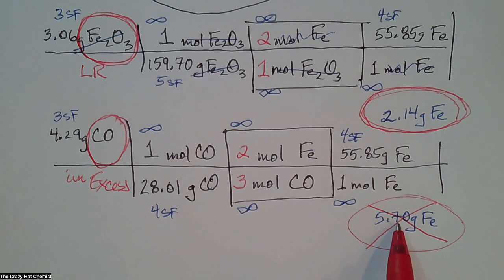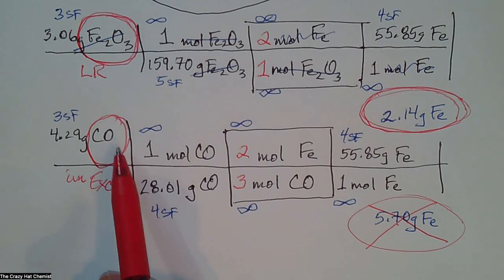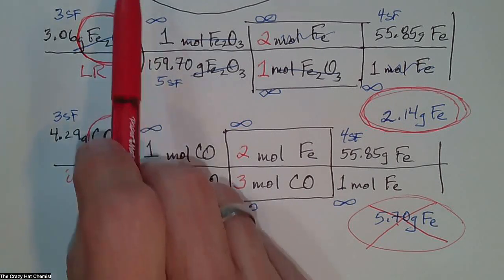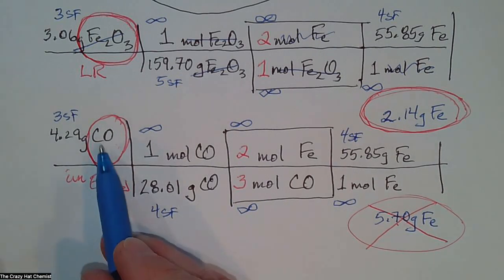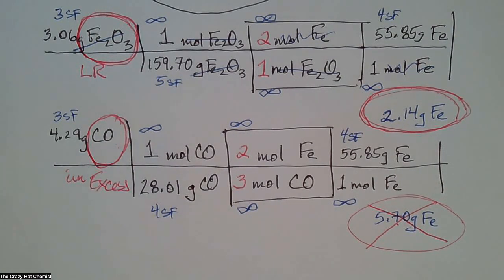The one that produces or could have produced the larger number would be the one that's in excess. They always have to be reactants that you are looking at. All right. So now there's one more step here that we need to do, and that is we need to figure out how much carbon monoxide is in excess.